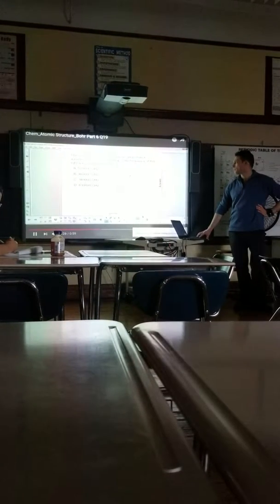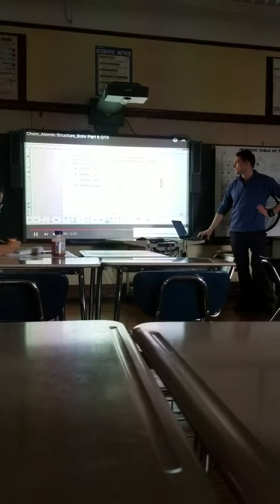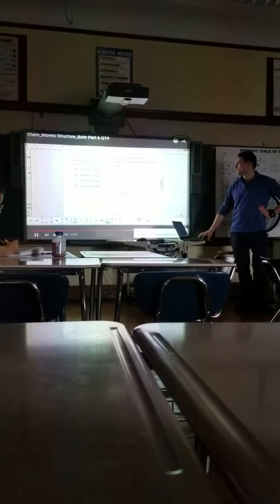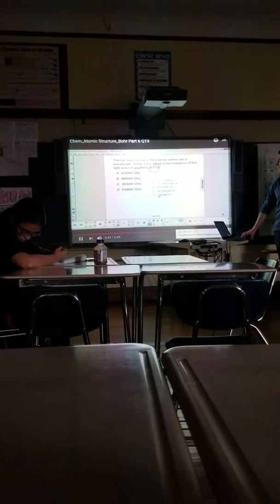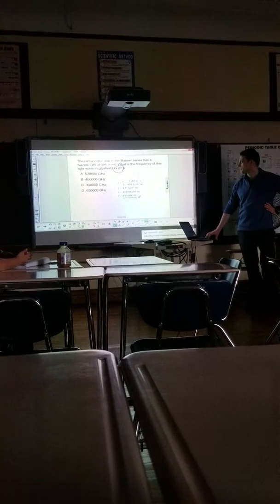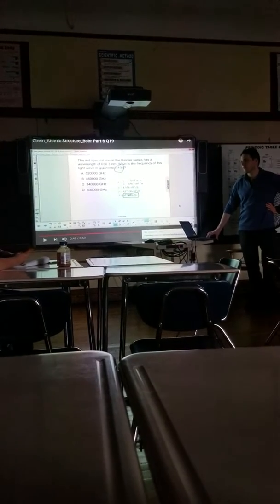Here's the lambda, we do the division, and we get this answer for the frequency. But we want it in gigahertz. So instead of 10 to the 14 hertz, we have to move the decimal over 5 places, and then we replace 10 to the 9 hertz with gigahertz, and we get this.